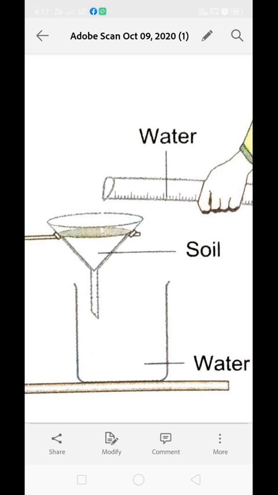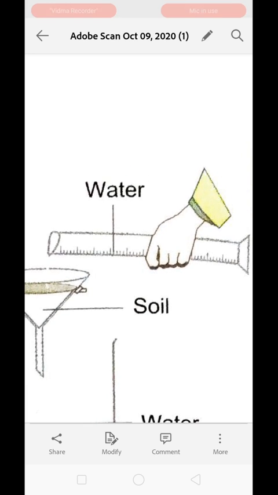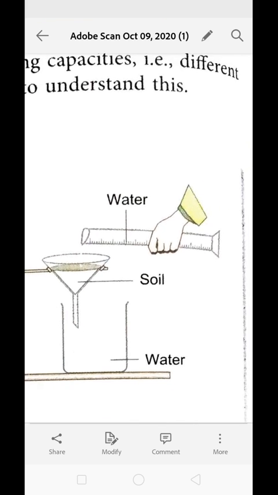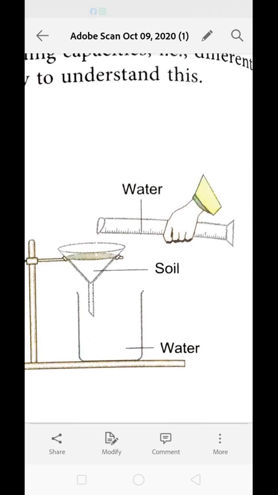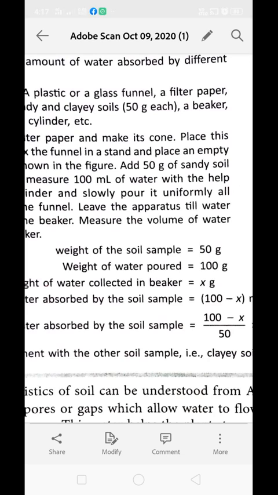But obviously soil has the capacity to absorb some amount of water, so there will be a difference between the amount which we collect in the beaker and the amount which we pour with the help of the measuring cylinder. For now, to calculate the amount of water absorbed by the soil, we need to take this data. First, weight of soil sample, it is 50 gram. Weight of water which is poured, it is 100 gram or milliliter. Next is weight of water collected in beaker.